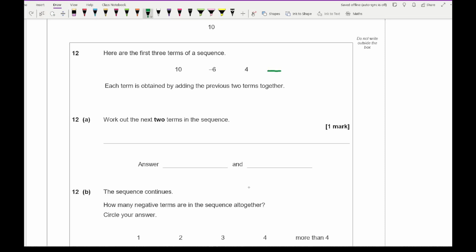So if I just put 2 dashes here to represent those. So this value here is going to be adding the previous 2 terms. So it's going to be minus 6 plus 4, which is minus 2. And then for this one, we're going to add the previous 2 terms together. So we've got 4 plus minus 2, which is positive 2. So the 2 numbers are going to be minus 2 and 2.